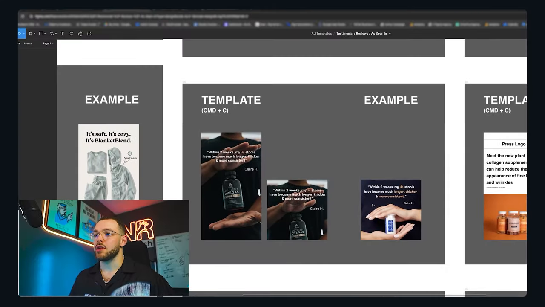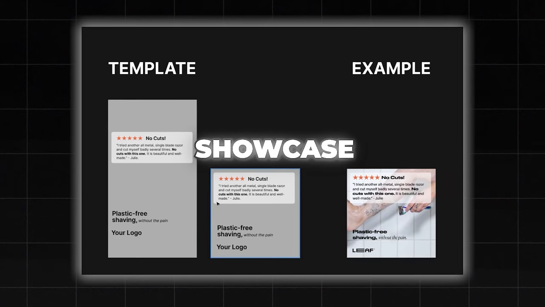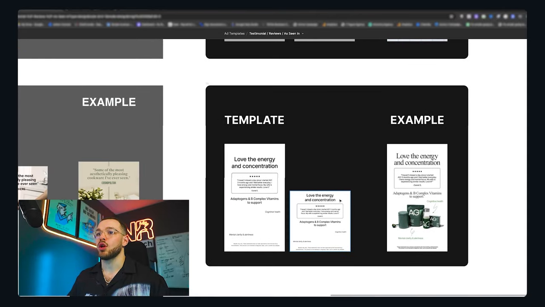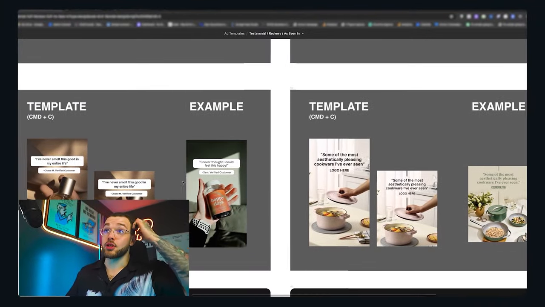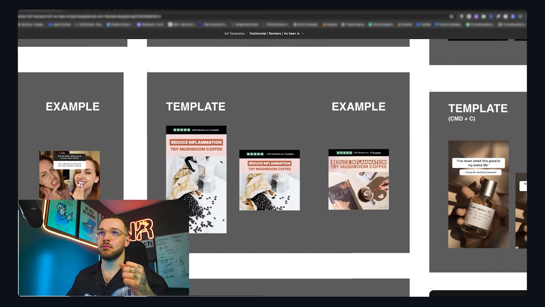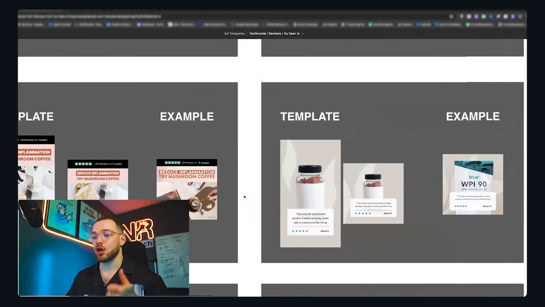These are very, very easy to replicate, guys. The point here is just coming up with different and creative ways to showcase these reviews, whether it's using a product image in the background or something like this. So make sure you're testing this. And guys, this is just number three: testimonials, reviews, and as seen in creatives.